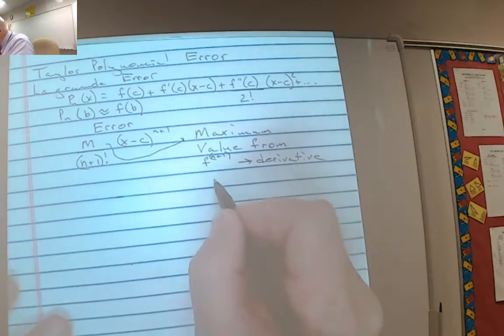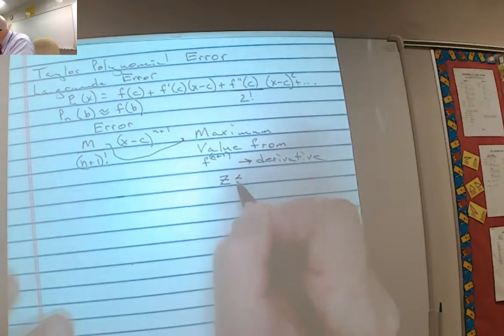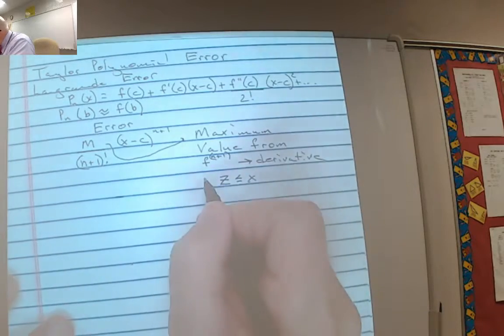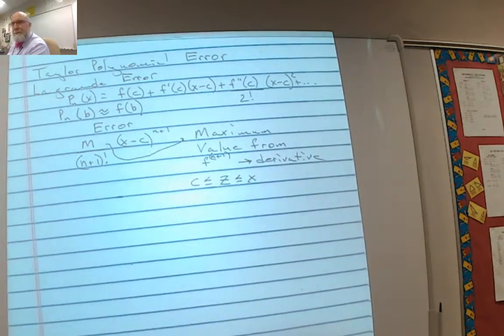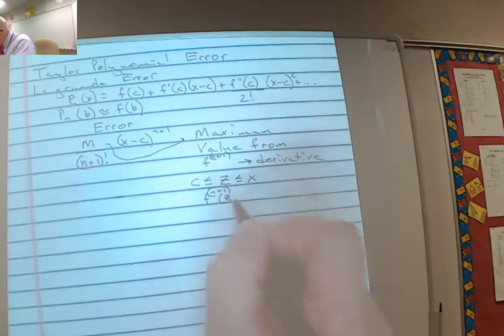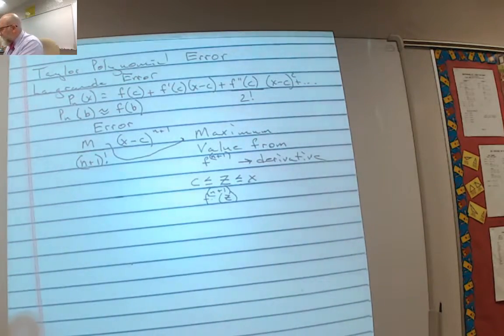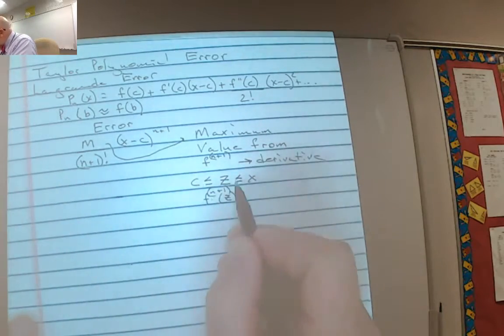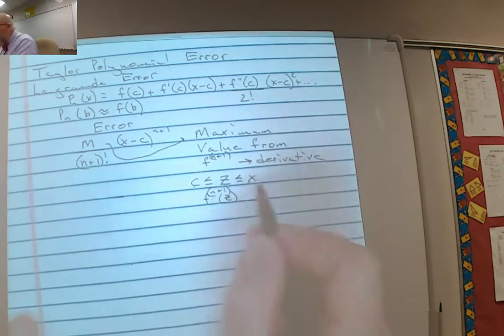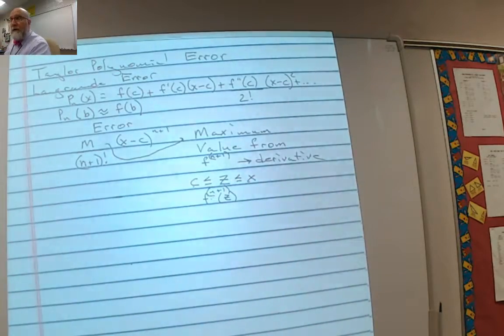Now a lot of times, you're going to find that value is going to be between, and we're going to call it z, and it's going to come from a closed interval between x and c. So that's why you see this sometimes. But what you need to focus on is the maximum value that you can get from that derivative. It can come from some number in this closed interval, and we'll look at both examples: one in which it is within that interval, and one in which it is not.